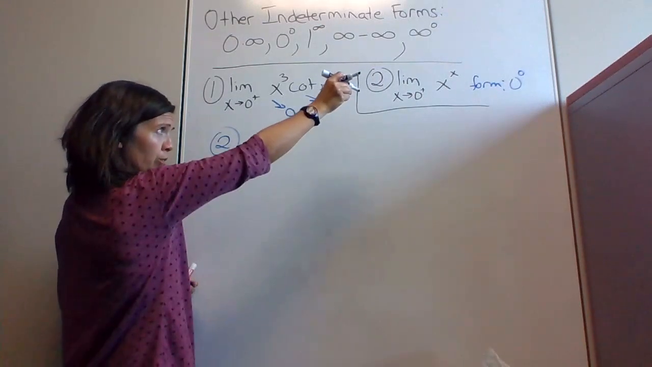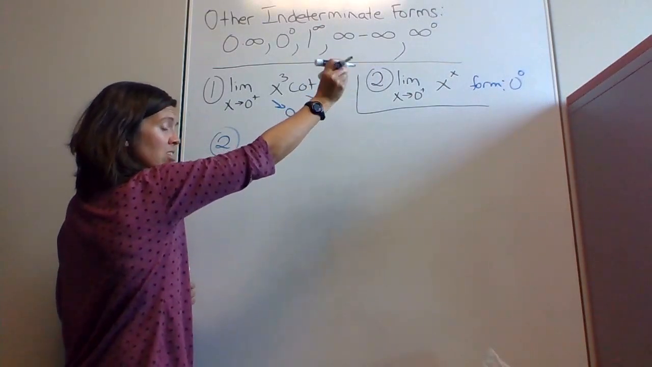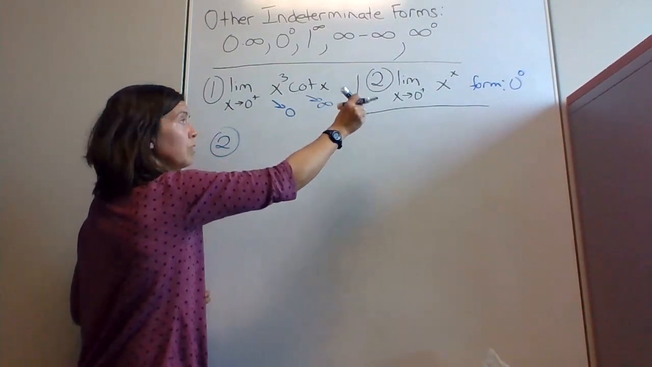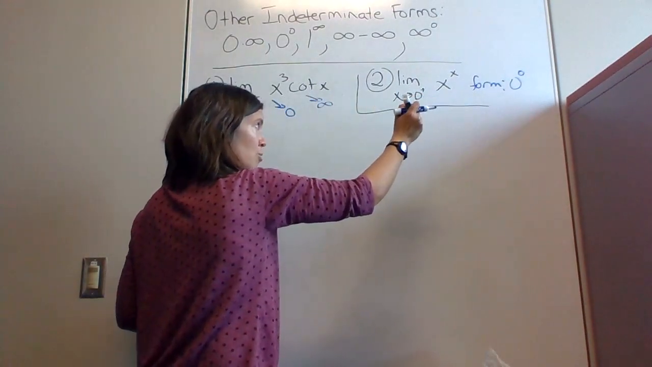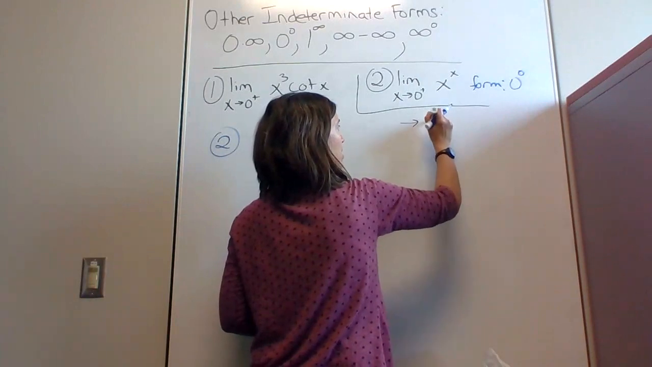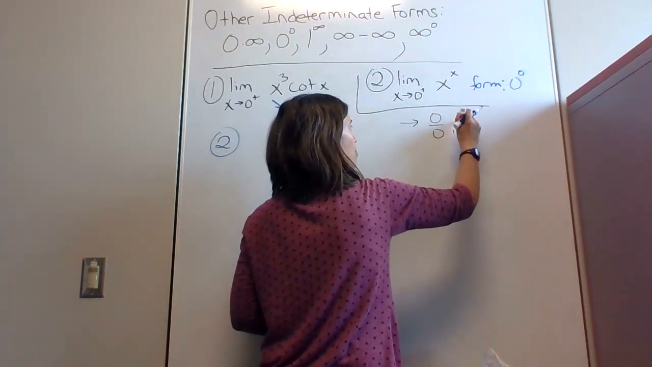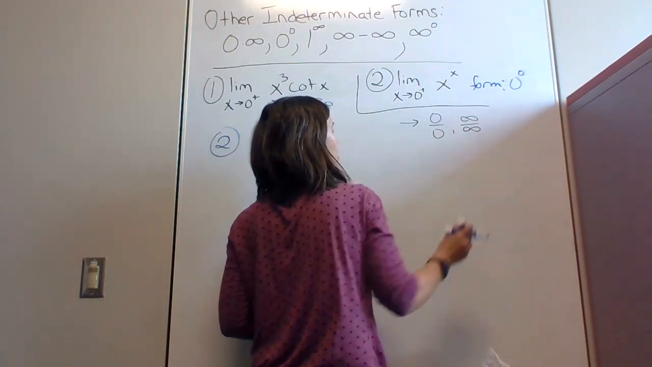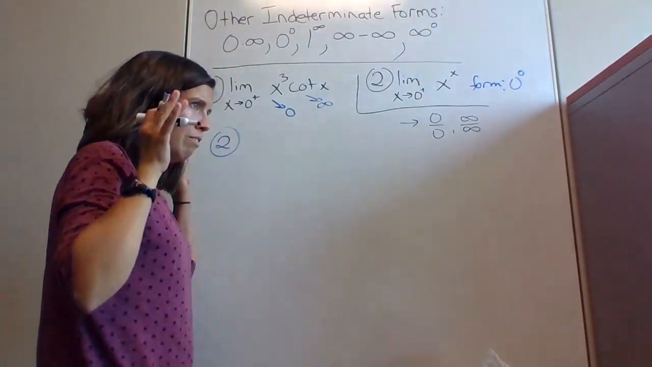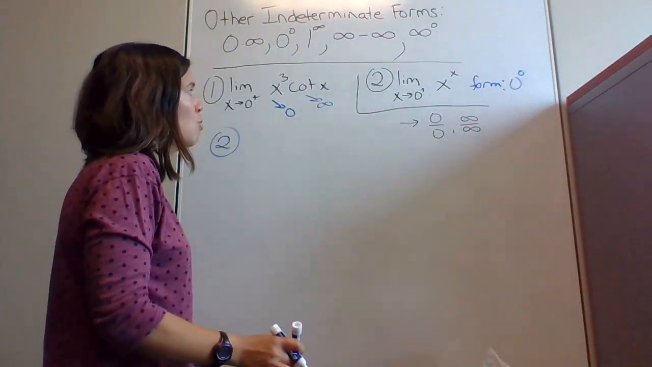So 0 to the 0. Indeterminate and not a form where we can use L'Hopital's rule. We'd really like to see it as a ratio. We want to write it in the form 0 over 0 or infinity over infinity. With any of these indeterminate forms, think of it like we're headed towards L'Hopital's rule. That's where we'd like to get.